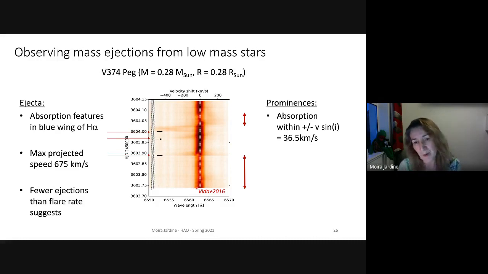Within the line here, we see signatures of prominences. And in fact, this color table is inverted. The brighter shade is actually the prominences. So we see prominences at these phases and here. So that's within plus or minus v sin i, about 36 kilometers a second. But we also see these absorption features out in the blue wing with maximum projected speeds of over 600 kilometers a second. So these are features that we interpret, or were interpreted by these authors, as being material ejected from the star. So we see both confined and also ejected material.